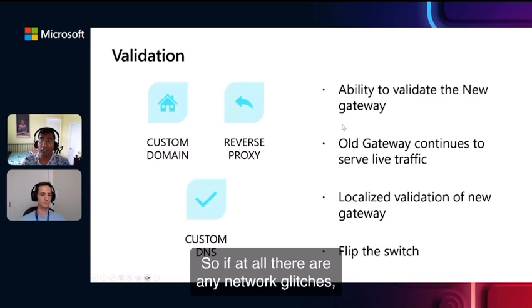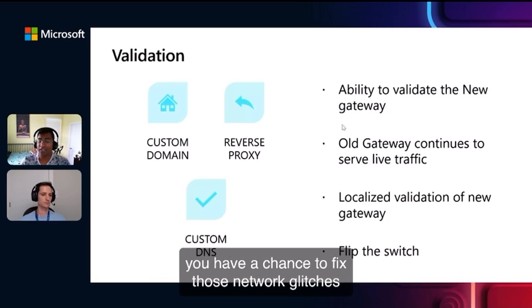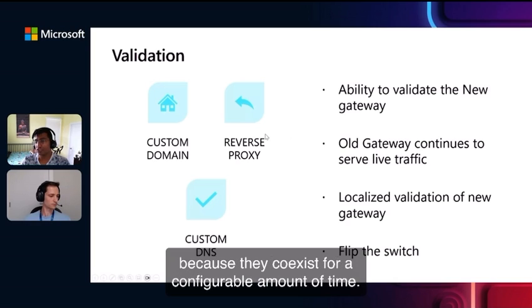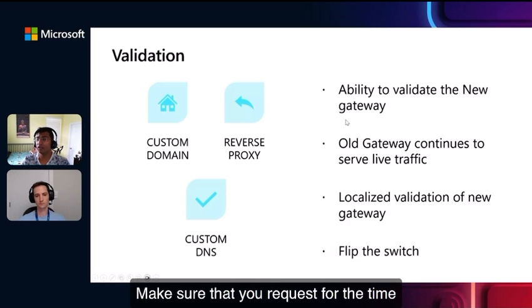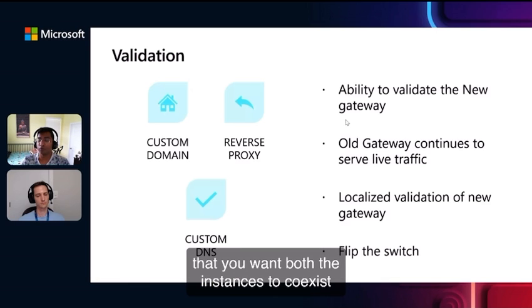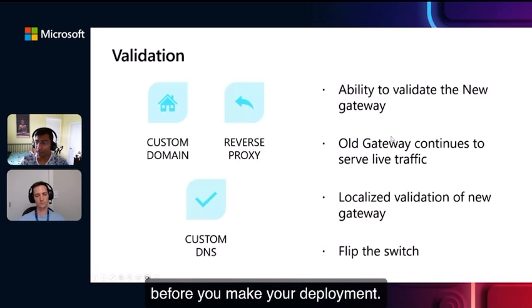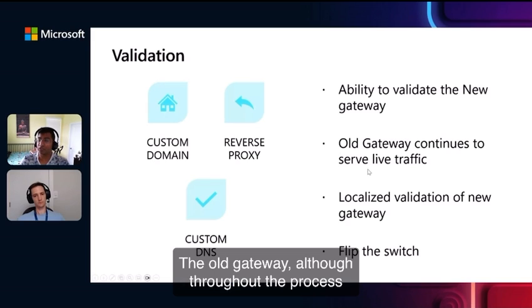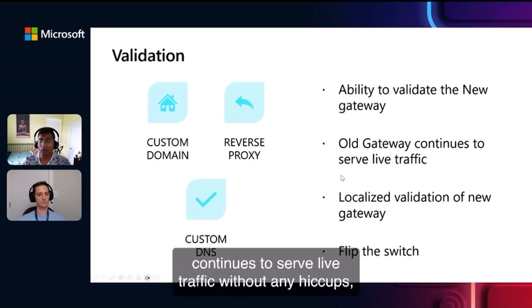So if at all there are any network glitches, you have a chance to fix those network glitches because they coexist for a configurable amount of time. Make sure that you request the time that you want both the instances to coexist before you make your deployment. The old gateway, all throughout the process, continues to serve live traffic without any hiccups.